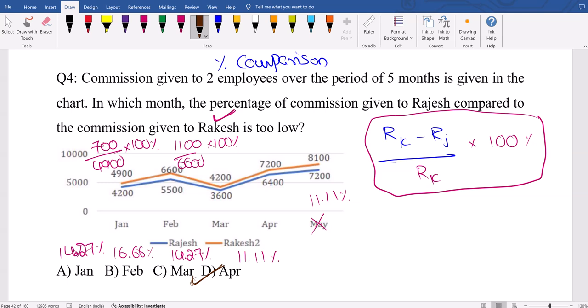Don't take May month, as it is not given in options. May also the same thing will come in fact. May 900 divided by 8100, so it will also be the same 1 by 9 only. So difference divided by what you are comparing into 100. Among options, April is the lowest.